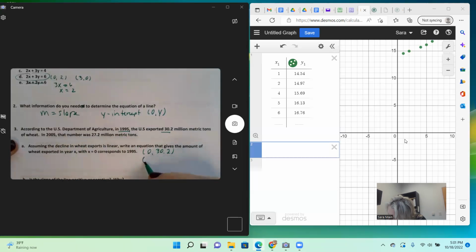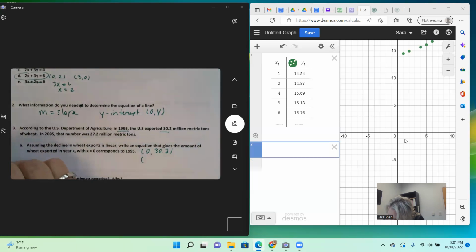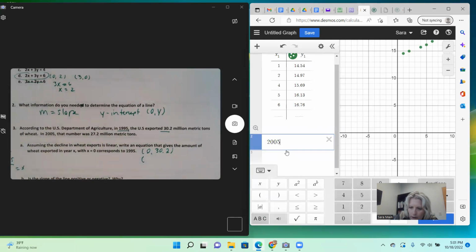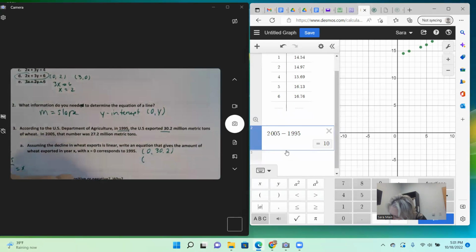So when x equals 2005 minus 1995, x equal to what? So I'm going to go over here and say 2005 minus 1995. So that would be x equal to 10. So in year 10, we know that there were 27.2 million metric tons.